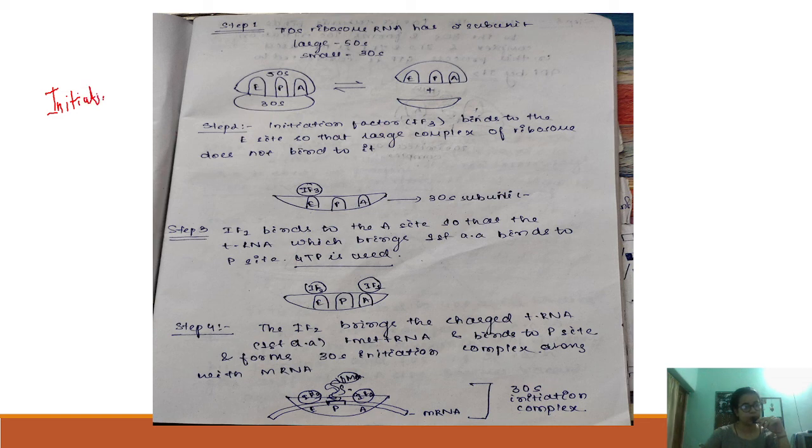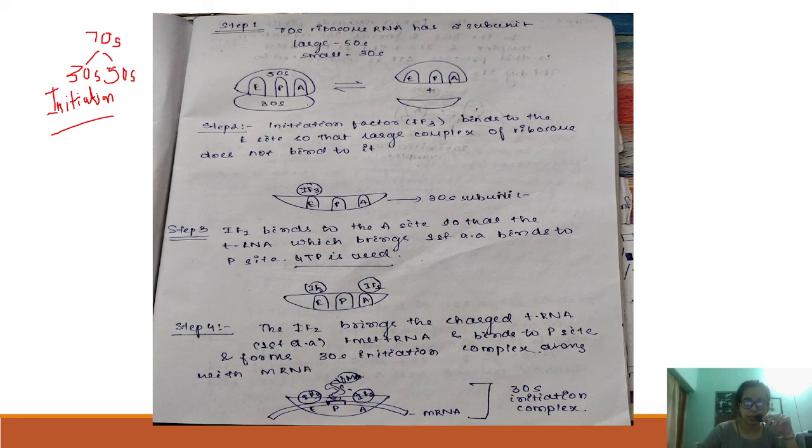So what happens in initiation? Let's study each one in detail. As you know, prokaryotes have the 70S ribosome, and the 70S ribosome has two subunits. One is the 30S, another one is the 50S. 30S is known as the smaller subunit and 50S is known as the larger subunit. You know that properly. So this is the structure of the ribosome. This is the 30S, the smaller subunit, and this is the 50S.